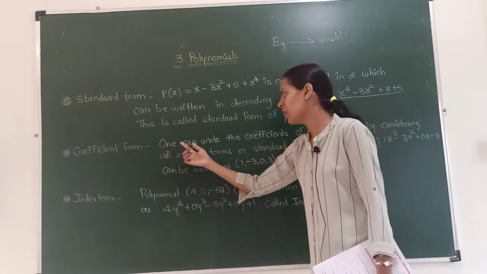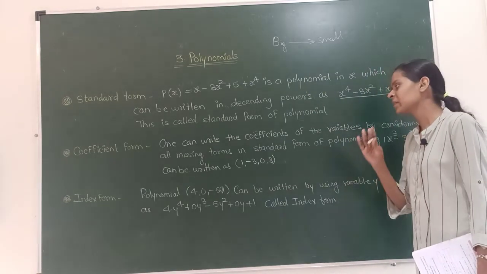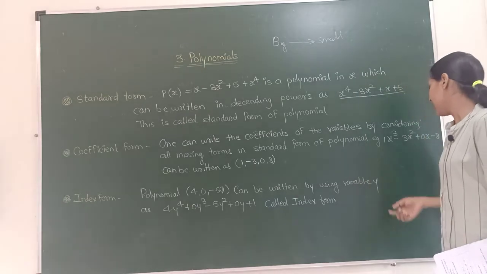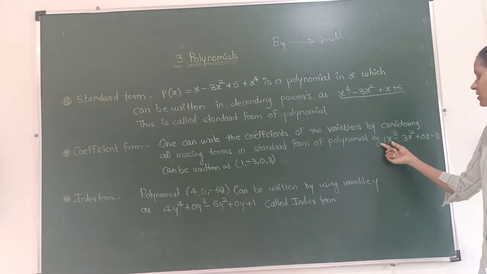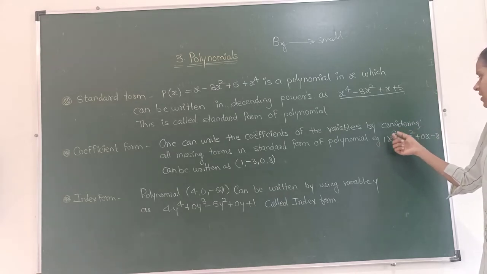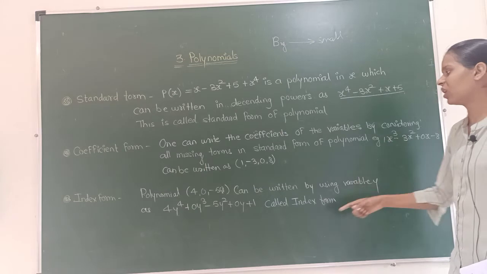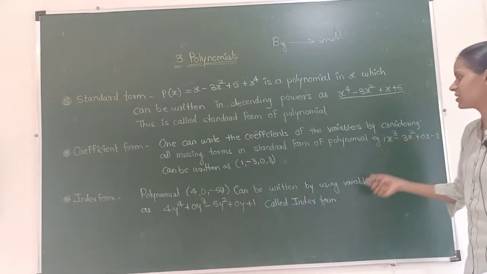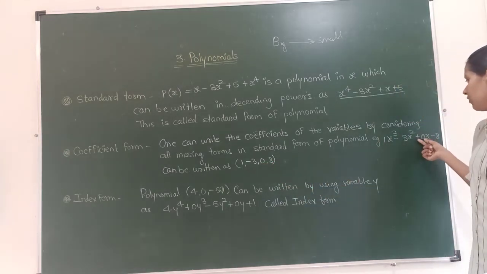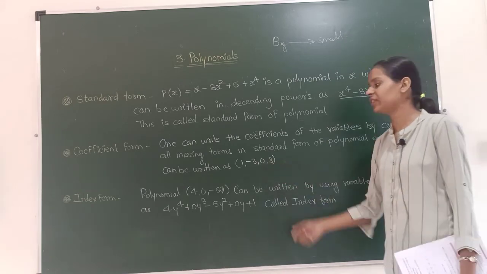Second is coefficient form. One can write the coefficients of variables by considering the missing terms in the standard form of the polynomial. Example, we have to write in standard form, that is descending order of powers, x raised to 3 minus 3x square plus 0x minus 8. We have to write coefficients for this. Here there is nothing, meaning 1, so we have written 1. The number before variable x square is minus 3, so we have written minus 3. Here the number before x is 0, so we have written 0. Here there is no variable but the number is 8, so we have written the 8.